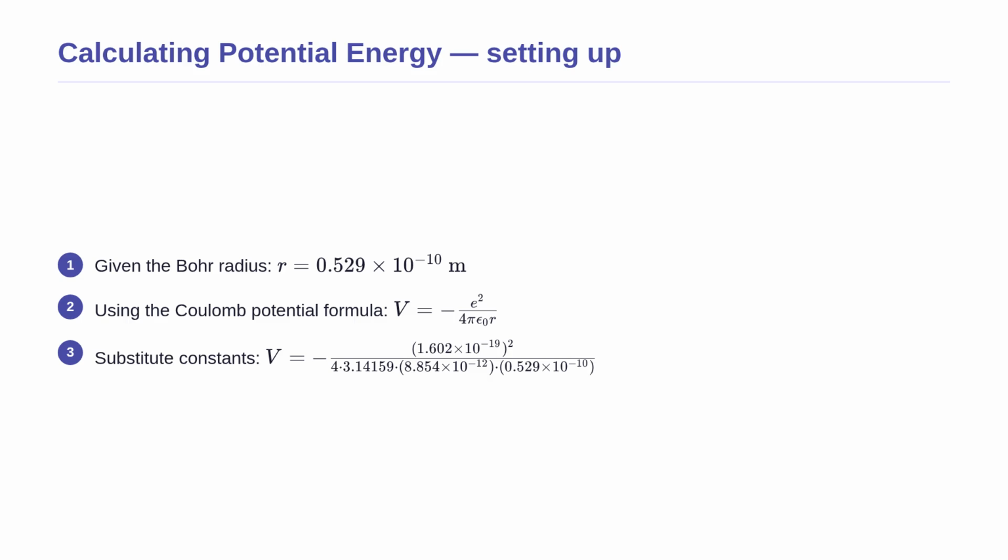Let us solve this step by step. We are given the Bohr radius, which is 0.529 times 10 to the power of negative 10 meters. We need to find the potential energy V. We choose the Coulomb potential formula because it perfectly describes the electrical attraction between the proton and electron. We substitute all our known physical constants into the equation, the elementary charge squared on top and 4 times pi times the vacuum permittivity times our specific distance on the bottom.